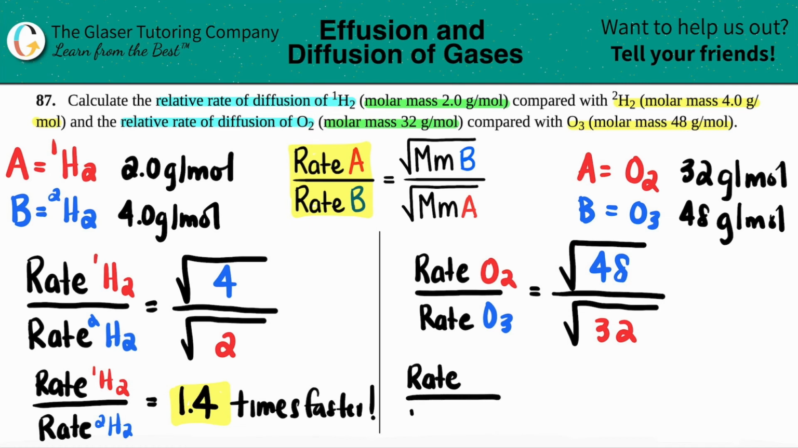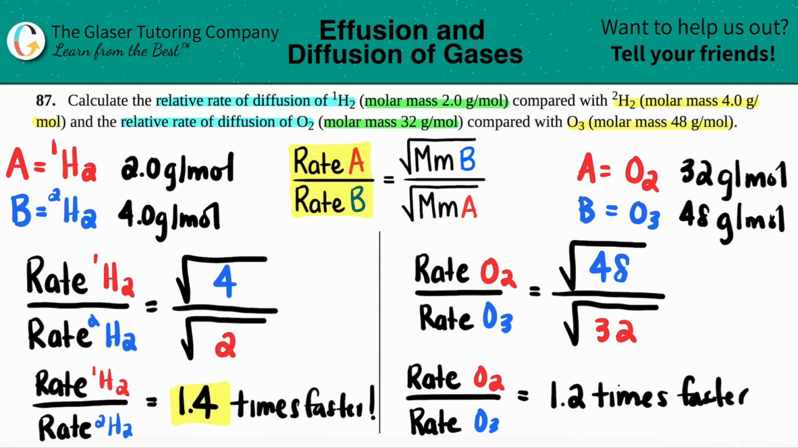So rate of O2 on the top, rate of O3 on the bottom, and let's just find out what that number is. Square root of 48 divided by square root of 32. I get roughly 1.2. So then remember, the one with less mass, O2, is going to travel faster than the one that has higher mass. So O2 will travel 1.2 times faster than O3. And there are your two answers.